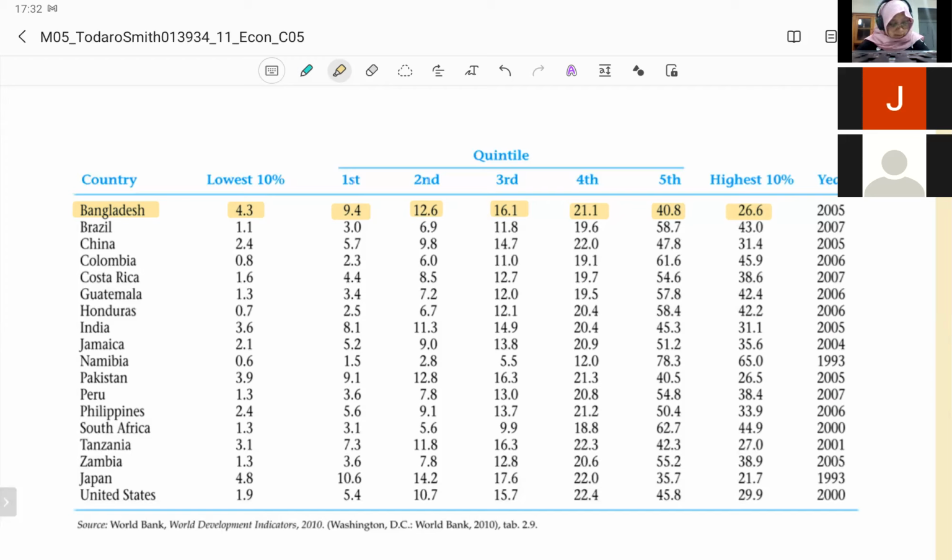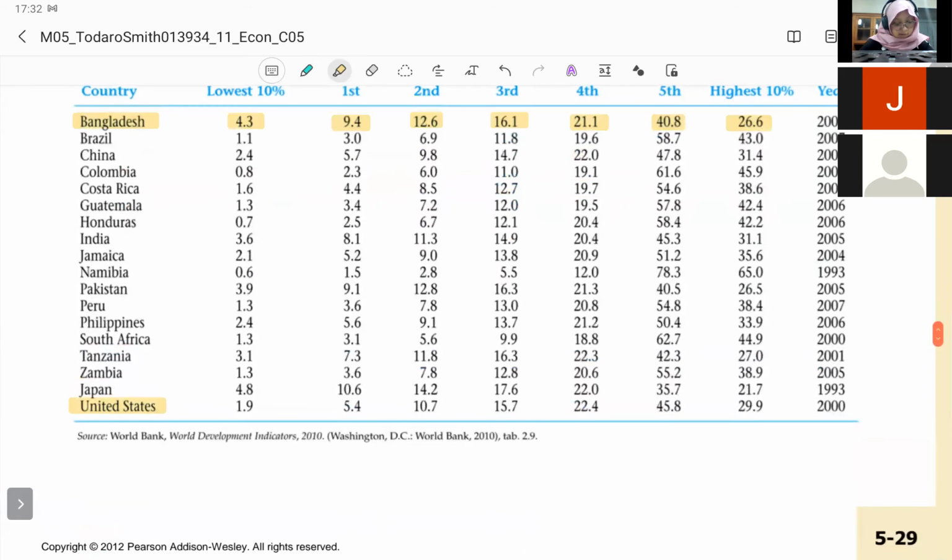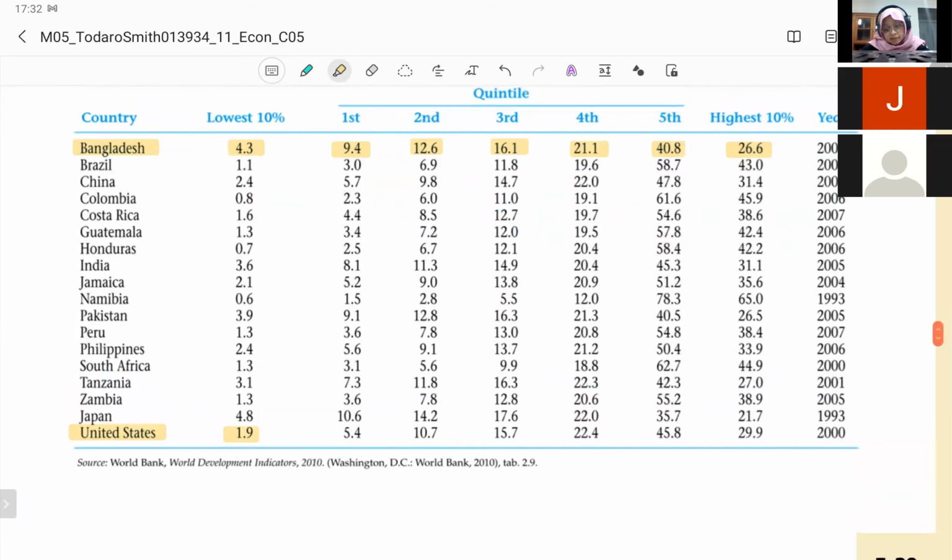Well, let's compare that to another country, the United States, for example. Their poorest 10% only own about 1.9% of the income. Meanwhile, the richest 10% own almost 30% of the income. So if we compare Bangladesh and the United States, we see that the US is much more unequal than Bangladesh, right? Even though US income must be much higher than Bangladesh.